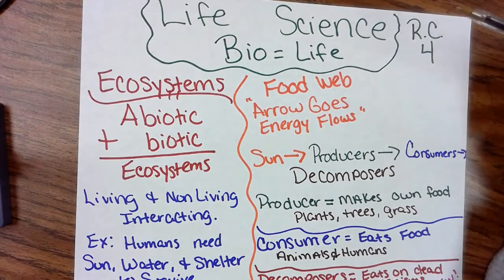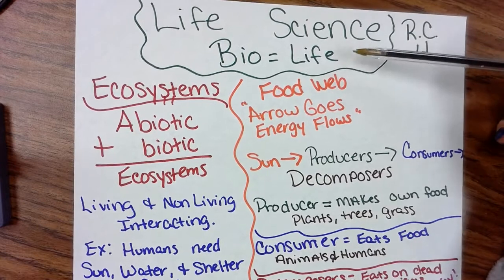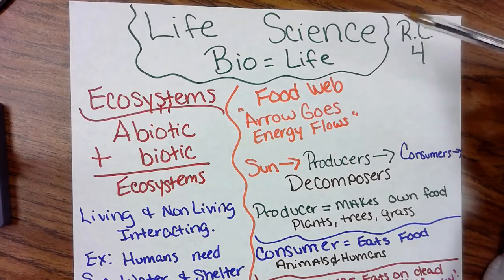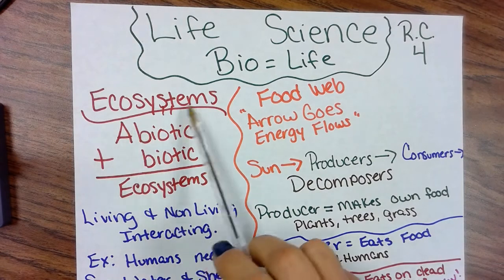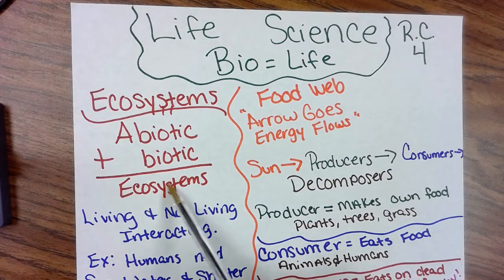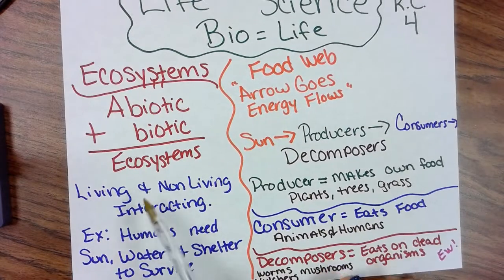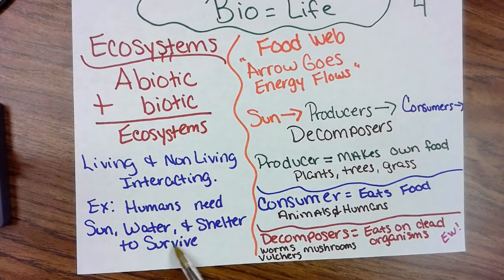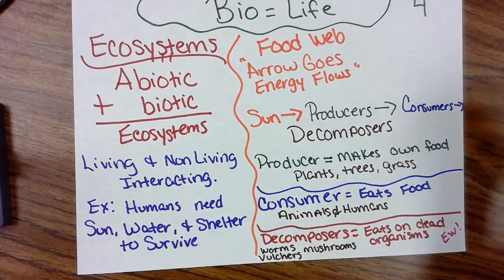All right. And let's talk about our last reporting category, category 4, life science. Bio equals life. That's why in 9th grade, you're going to take biology. It's the study of life. All right, ecosystems, abiotic plus biotic equals ecosystems. An ecosystem is just the living and non-living interacting. Example, humans need sun, water, and shelter to survive. Humans are the biotic, the living things, and we're relying on the non-living things to help keep us alive. It's amazing how that works.